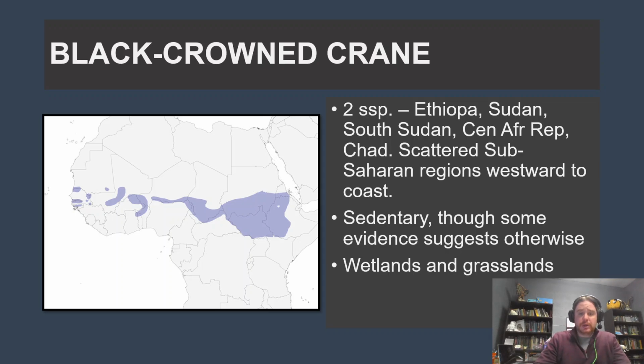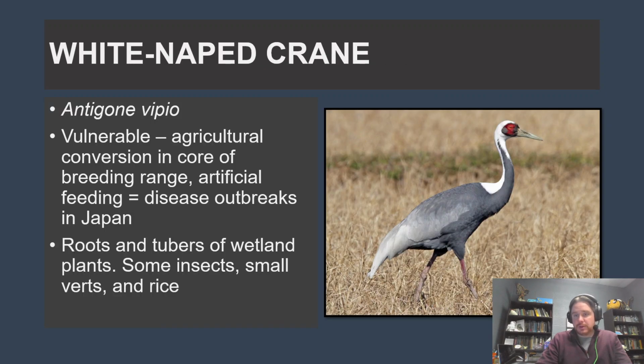These are species associated with wetlands and grasslands. They're different species, but they are so much like gray crowned cranes. Like their diet's the same. Everything is the same. They're very, very similar.